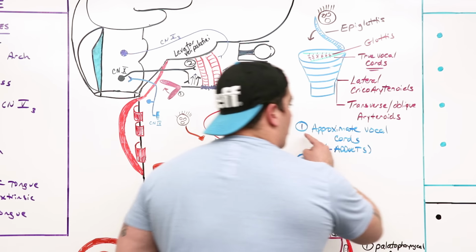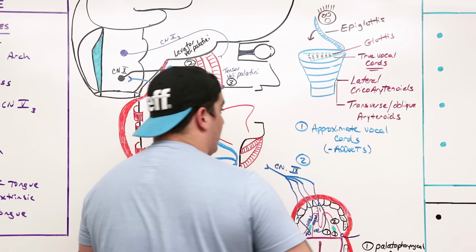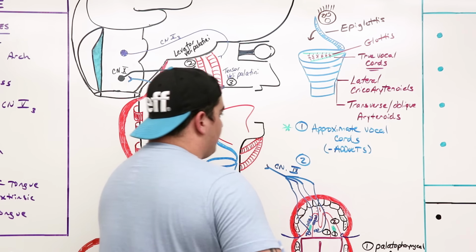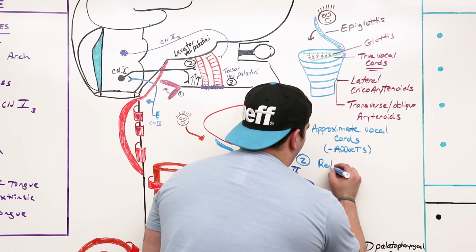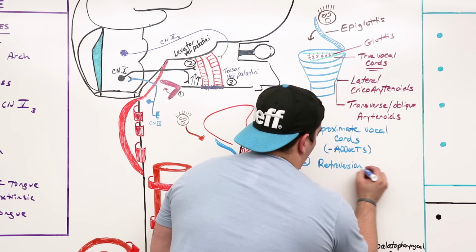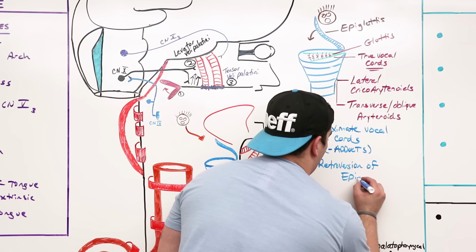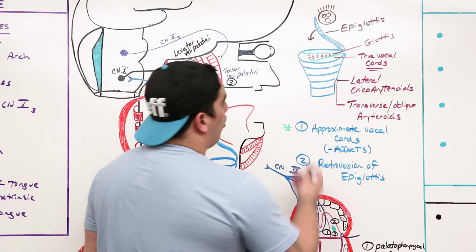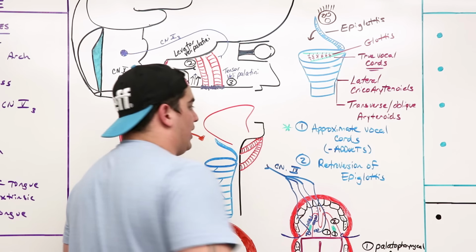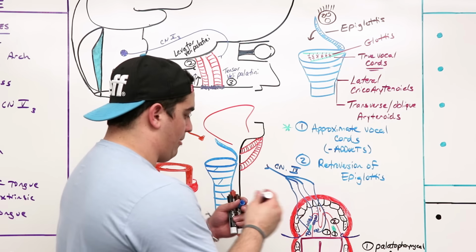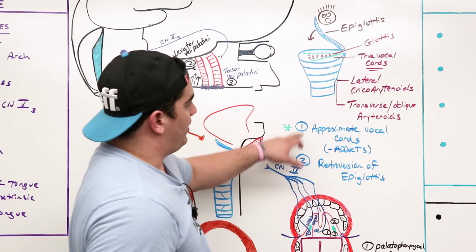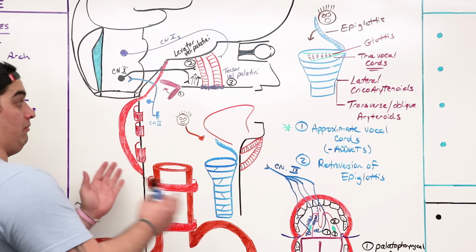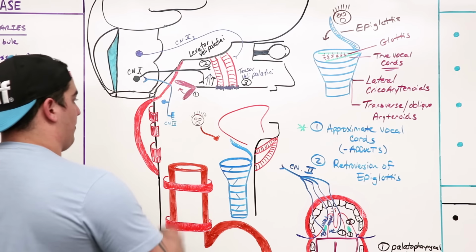So the first thing that happens: approximate the vocal cords. This is more important than the epiglottis one. Second thing is retroversion of the epiglottis. Okay, and this can be by coming in contact with the bolus, or via the muscles called the aryepiglotticus, which approximates the aryepiglottic folds. So that's what we want to happen here. That's preventing the food from going into the larynx. So that's that pathway. Boom, we've already covered two pathways now.